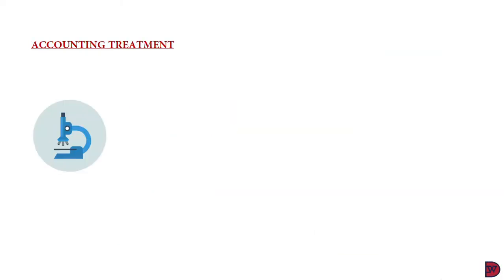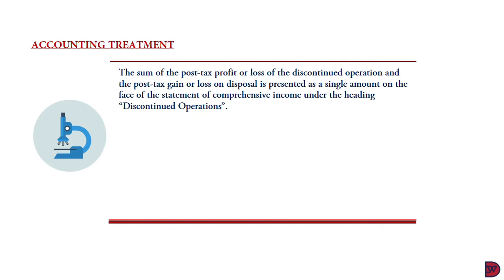Let's look at accounting treatment for discontinued operation. Now here, we have to disclose the results from discontinued operations on the income statement or in accompanying notes. So the components of this disclosure are the profit or loss from the discontinued operations and the gain or loss from disposing the discontinued operations.